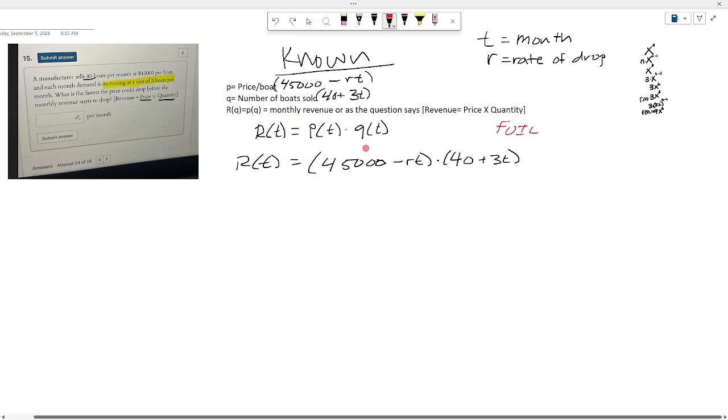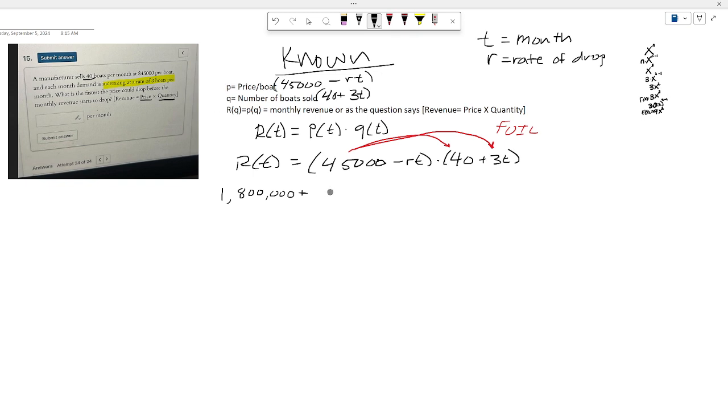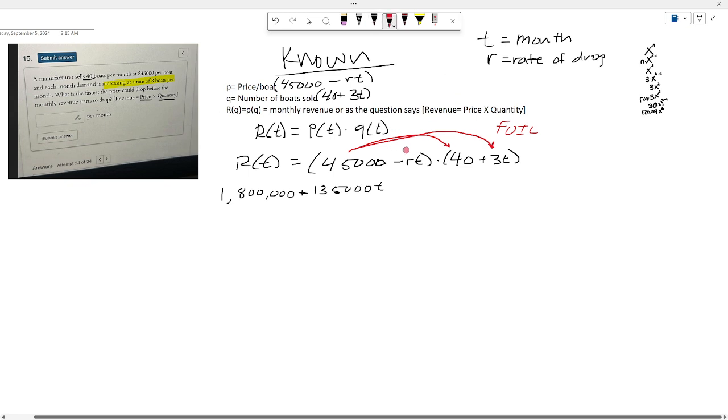So we're going to times 45,000 by 40. Okay, and this number is going to be 1.8 million. So to write it all out, we first do the first terms, then the outer: 45,000 times 3T is 135,000T. Okay, next is to do the inner, which is negative R of T times 40. I don't know why I circled it that time. So that's going to be negative 40RT.